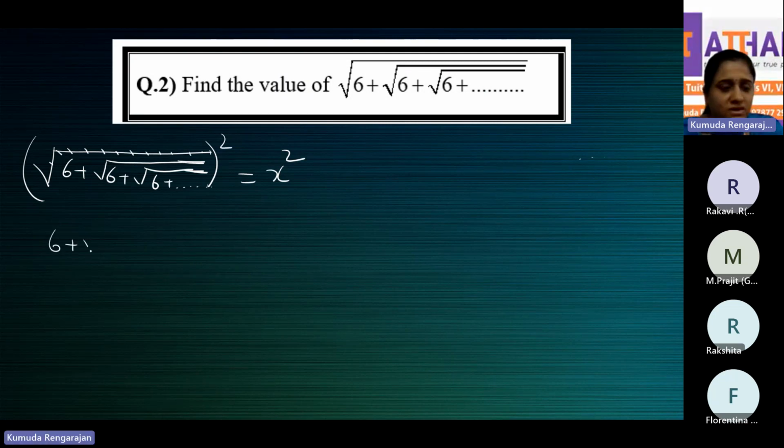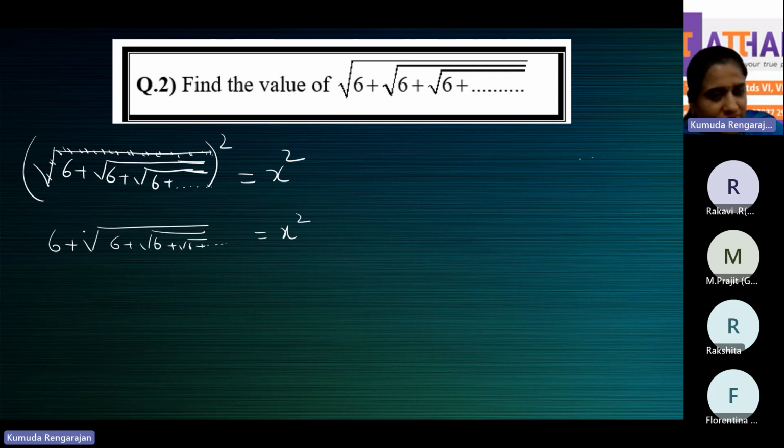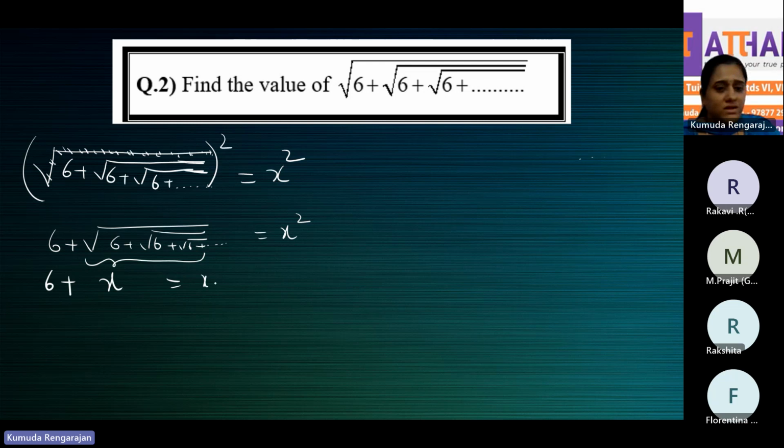So you will have 6 plus, then again square root of 6 plus square root of 6 plus square root of 6, it goes on, is equal to x squared, correct? When you square it, the square root will be eliminated. So you'll have 6 outside, plus again square root of 6 plus square root of 6, it goes on to infinity, is equal to x squared. Now next step, we had called this one as x when we started off, right? So 6 plus x is equal to x squared.